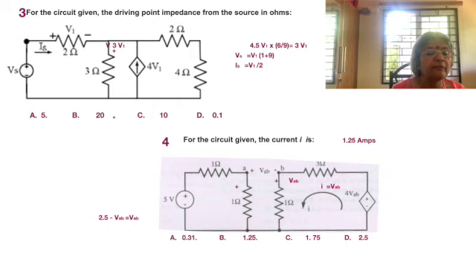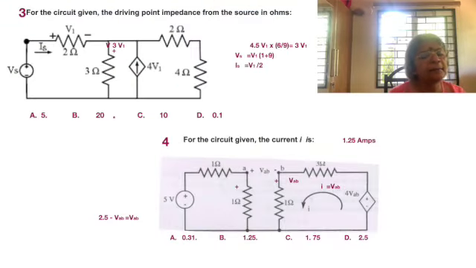Moving on to the problem reading: for the circuit given, the driving point impedance from the source in ohms. When you are talking about driving point impedance, you always go to those terminals. The terminal is where Vs is connected and it pushes the current Is into the circuit. So Vs by Is is going to be the driving point impedance. Now we need to find out Vs, and we know Is is equal to V1 by 2, but still in terms of V1. If we can get Vs also in terms of V1, a simple ratio would cancel out V1 and we would get what is called the driving point impedance.